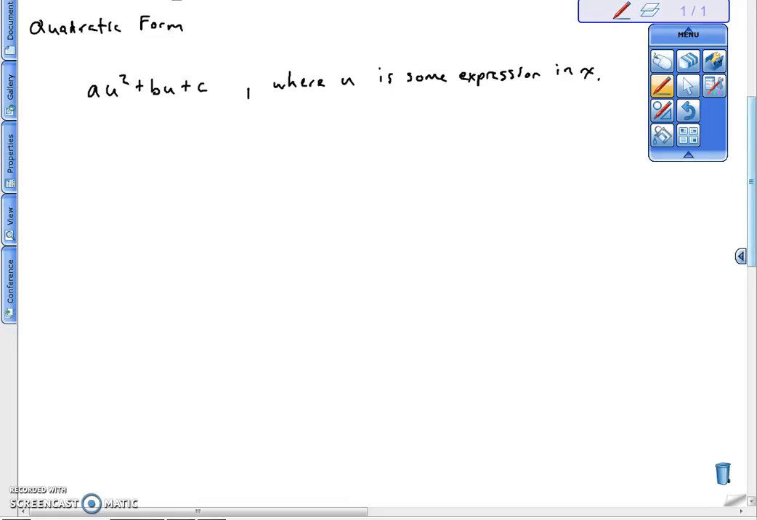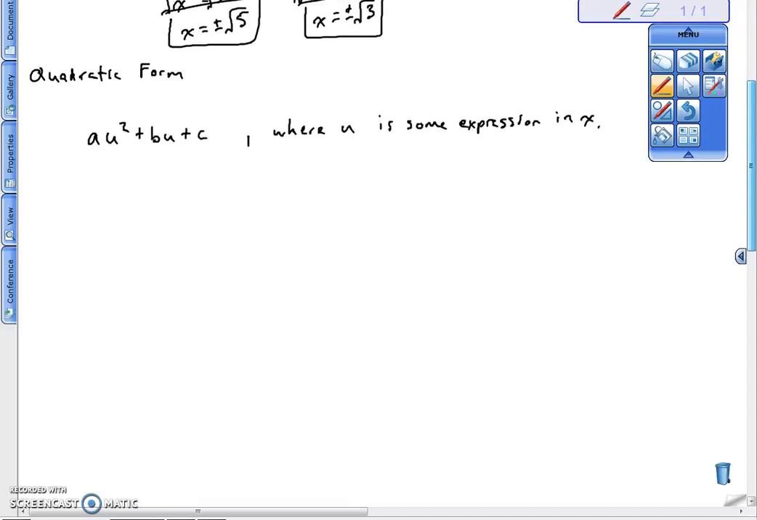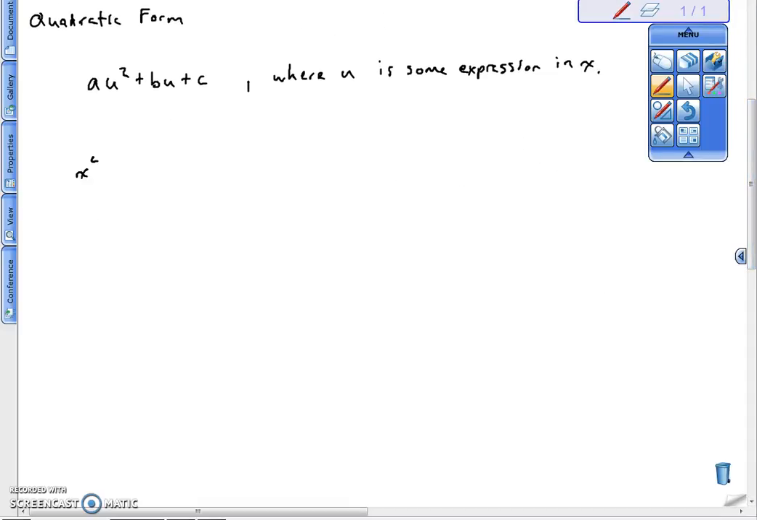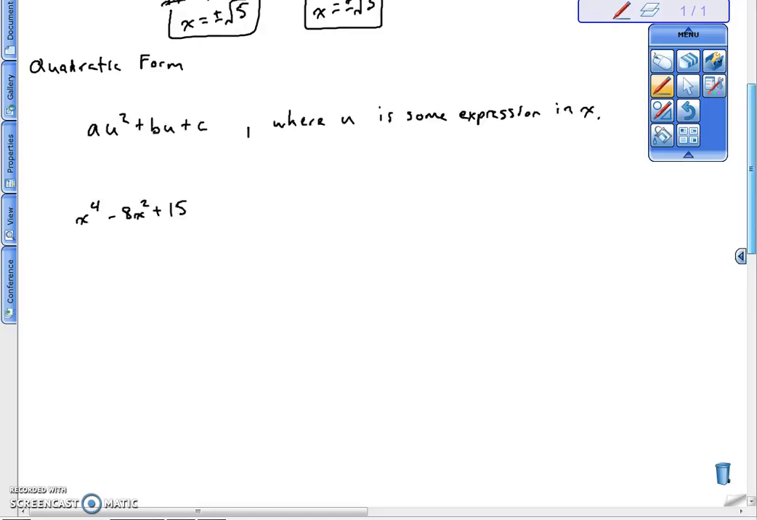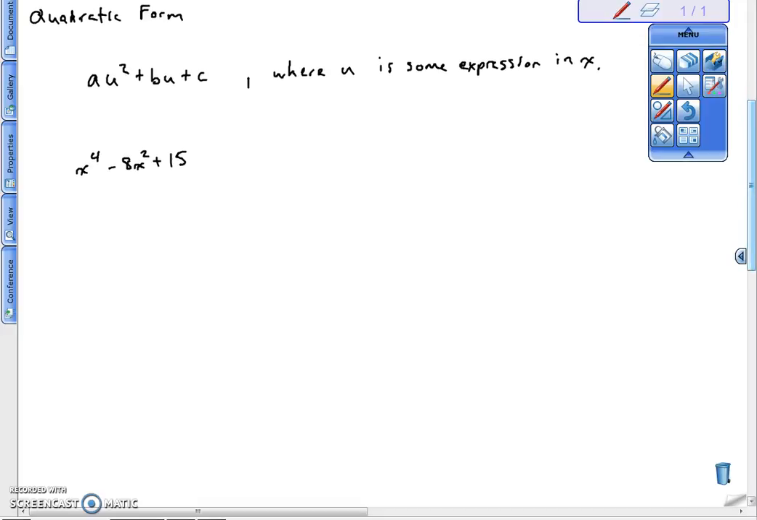So for instance, if we look at this last problem that we just did, x to the 4th minus 8x squared plus 15. It may not make a whole lot of sense what this quadratic form is right now, but basically what it is, if I were to say that U equaled x squared, so we kind of go off to the side and make that declaration, what would this become? I want you to think about it for a second.